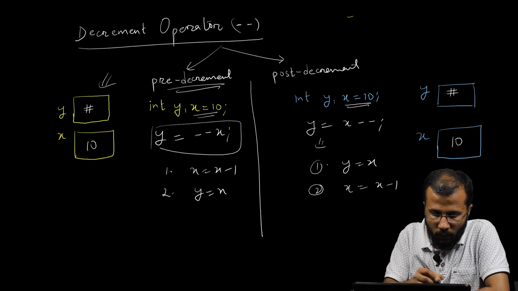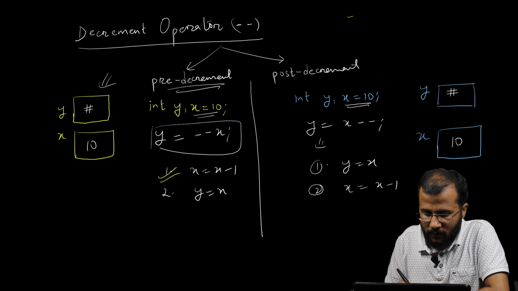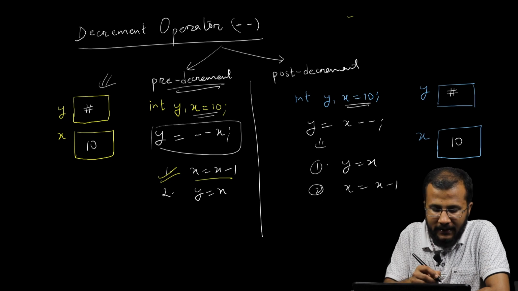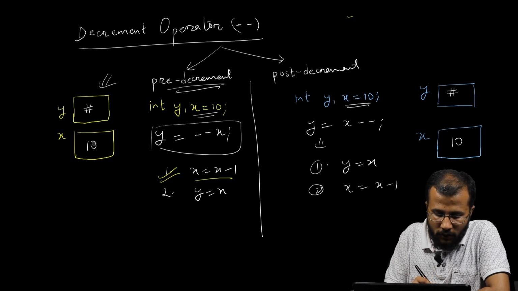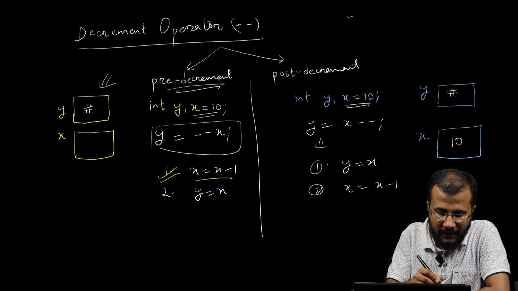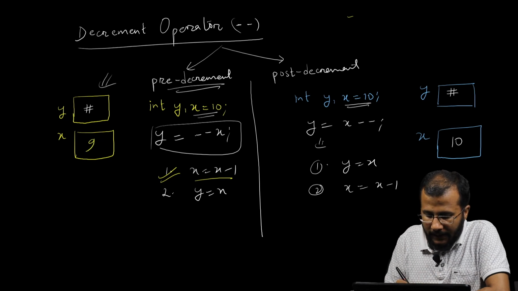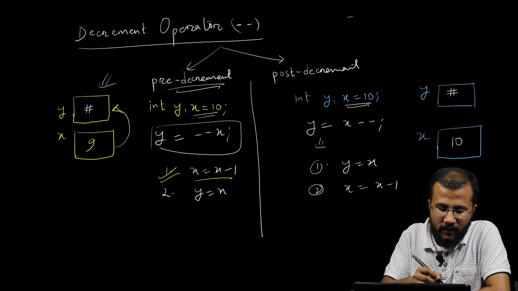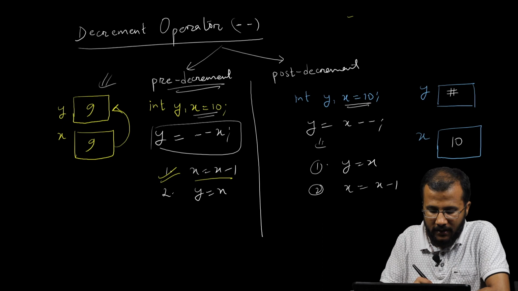So first of all, what happens is decrement is done, x equals x minus 1. So x will be decremented by 1, so from 10 it will be converted to 9, and then assignment is done, so y would be equal to x, so the y garbage value would be replaced by x, so it is 9 finally. So this is how it looks.